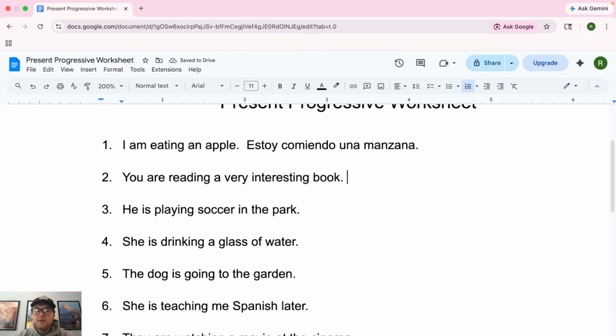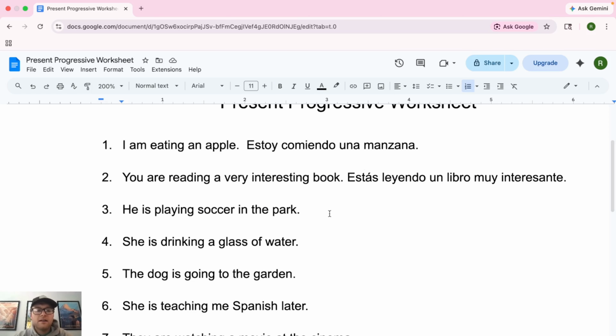Number two, you are reading a very interesting book. Okay, so this verb is comer. Oops, this verb is leer. Disculpa, excuse me. And then you are is estás. So estás. Now this is not leyendo. Remember, this is one of our irregulars. Leyendo sounds a little clunky, so it's leyendo un libro muy interesante. All right, and then good, Google picked up on it. Little tilde. Remember, when we translate estar, estás, está, y están are all going to have the tilde above the a. But this one is estás leyendo. It's one of those irregulars.